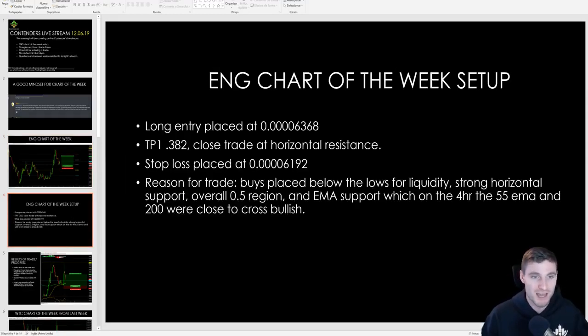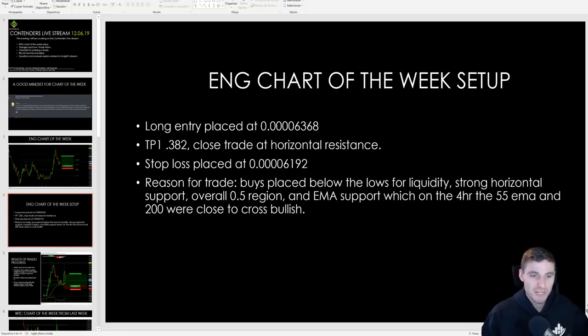So this is just the sheet explaining this. So the long entry, if you want all the exact details, 6368. Take profit 1 to 382, close trade at the horizontal resistance, which I'll show you what happened in a second. Very nice. Stop loss placed at this 6192, for me the invalidation level if I couldn't hold that up.